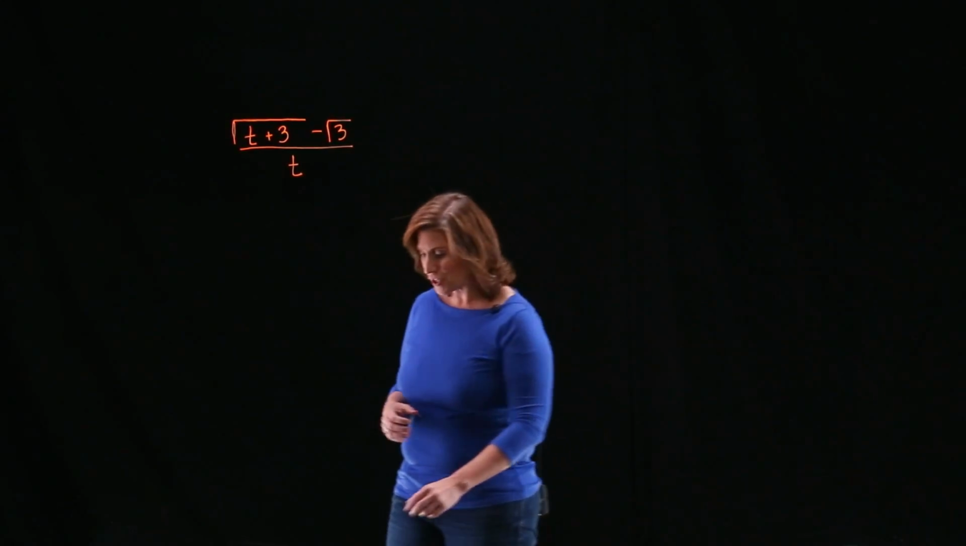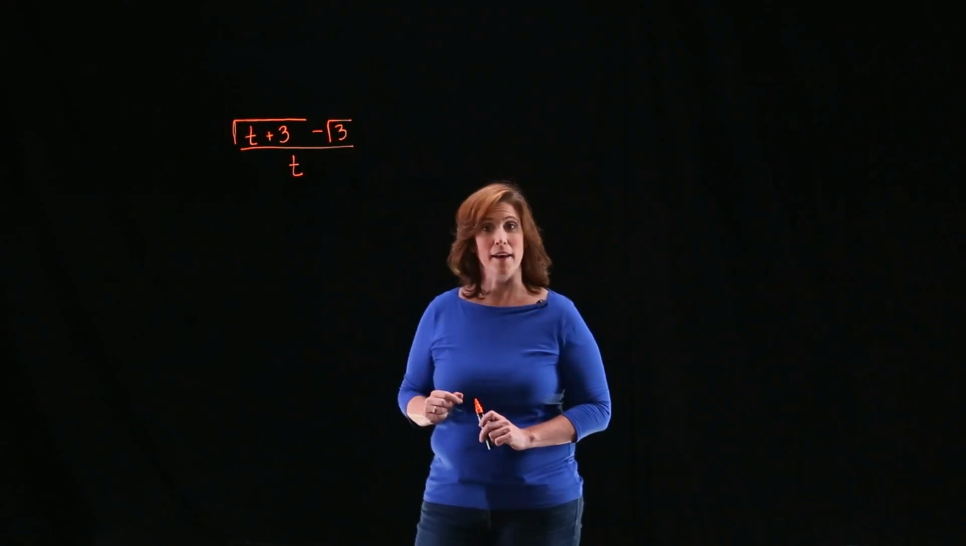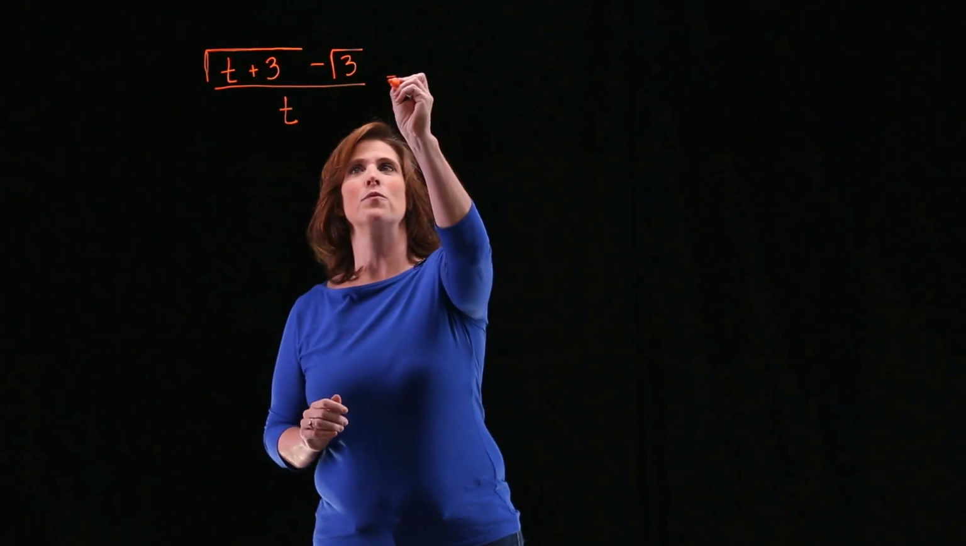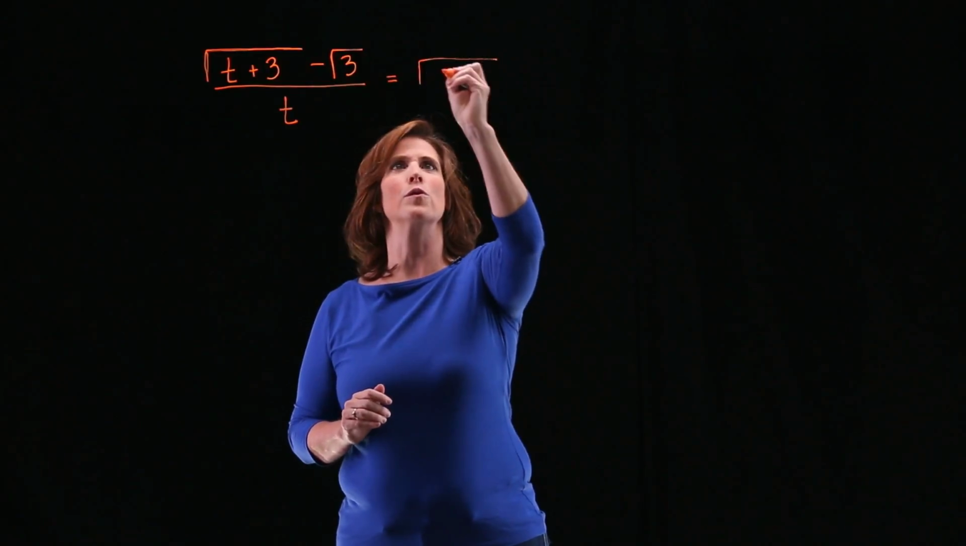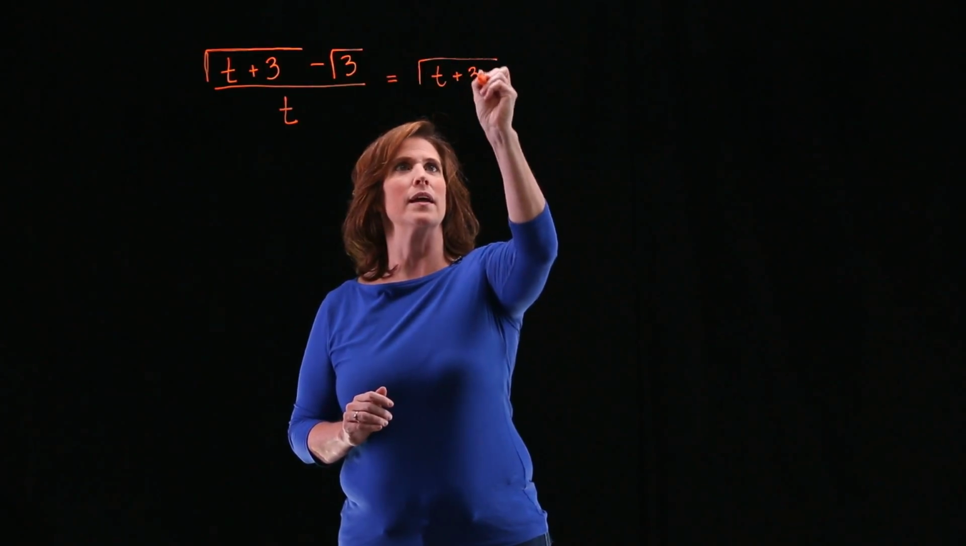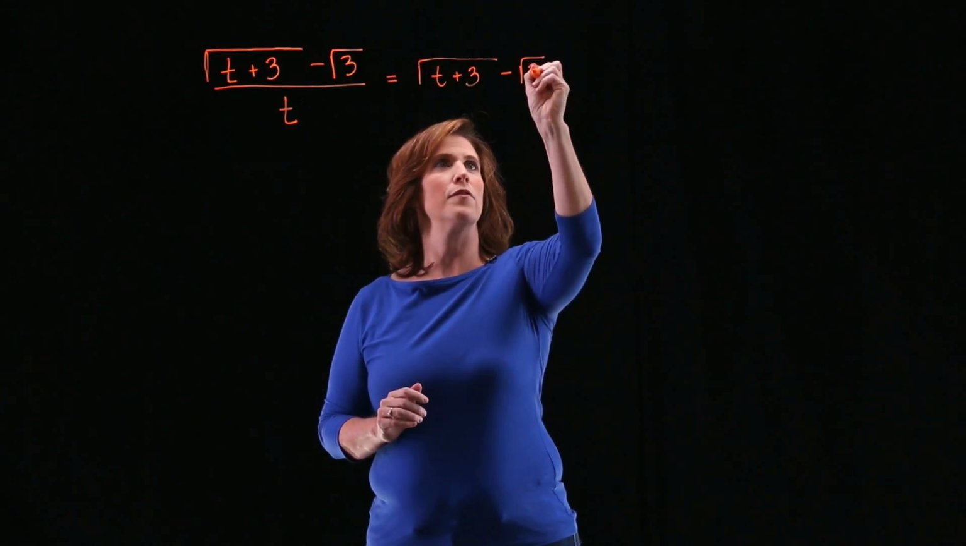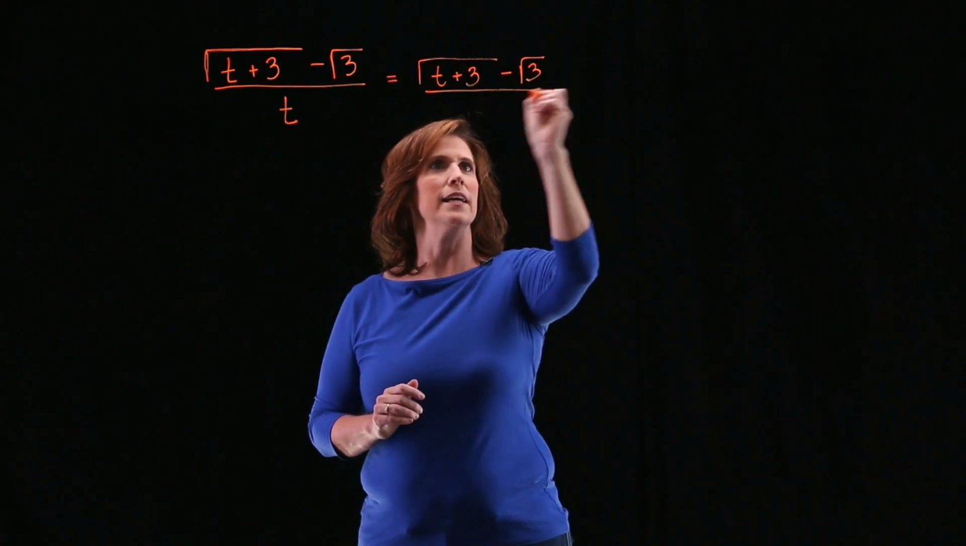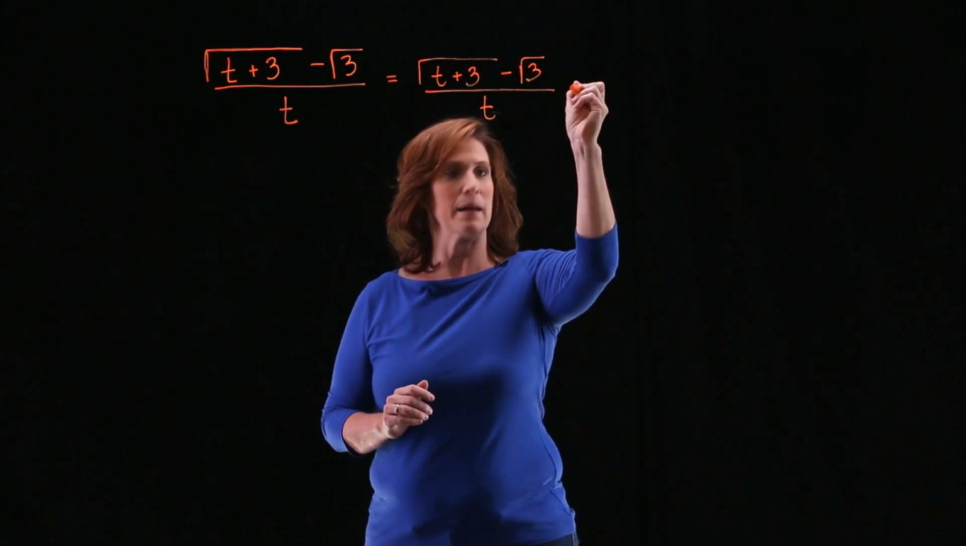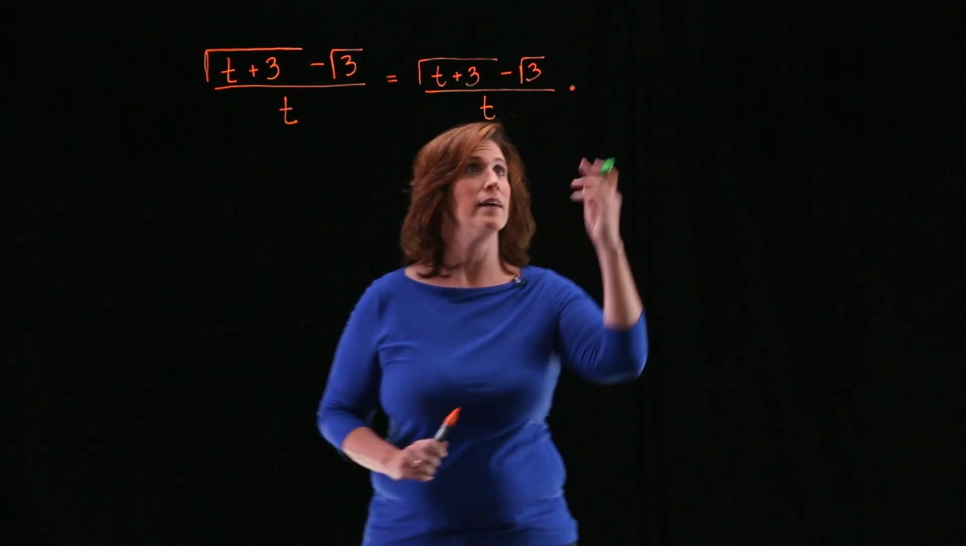So the technique of rationalizing the numerator involves multiplying my expression by 1. Notice that if I multiply by 1, the expression does not change. So I'm going to rewrite this as the square root of t plus 3 minus the square root of 3, all over t, times 1.